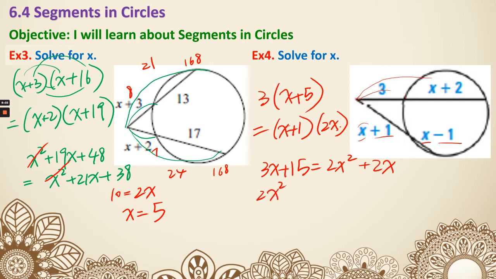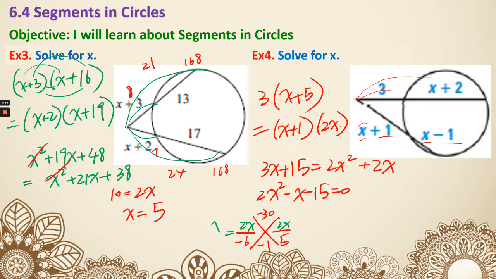2x squared. Subtract 3x over, so minus x. Then subtract 15 over. You can choose to use the quadratic formula, or you can try to factor it. In this case, on the top, 2 times negative 15 is negative 30. On the bottom is a negative 1. Two numbers that multiply to get negative 30 and add up to negative 1 would be negative 6 and 5.